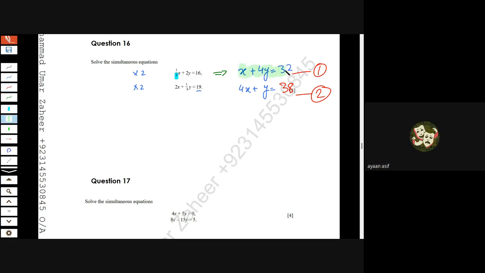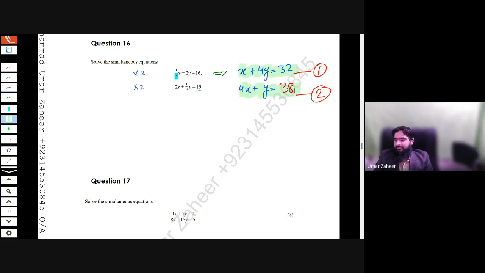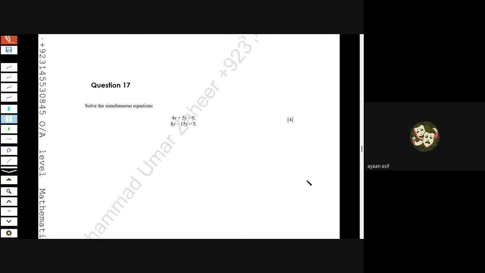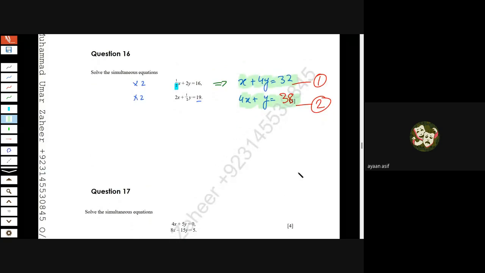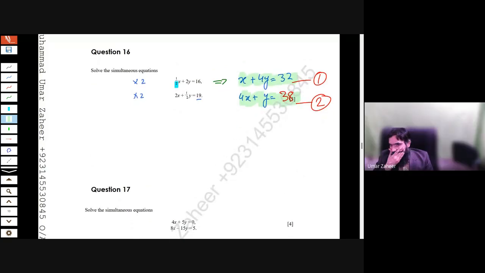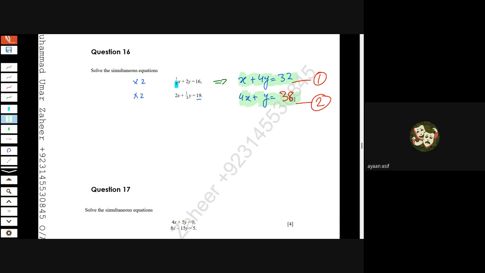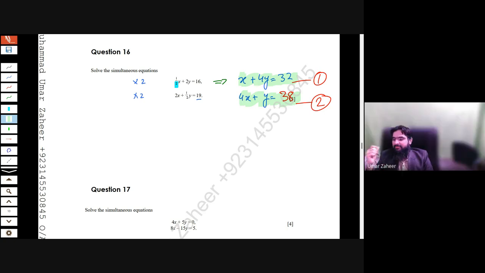Yes, sir. It's up to you which method you prefer. You can do it by substitution or elimination. Sir, for elimination, can you show the elimination method? For elimination, you have to make the same coefficient with the opposite sign. So which variable do you want to eliminate?